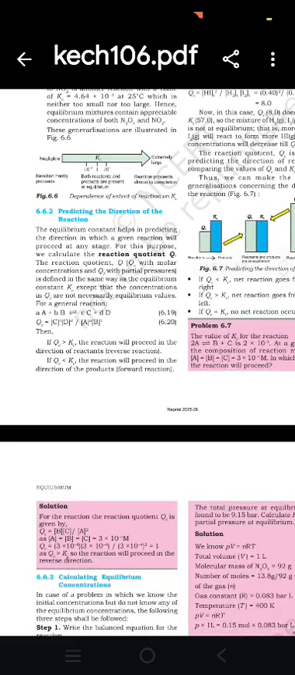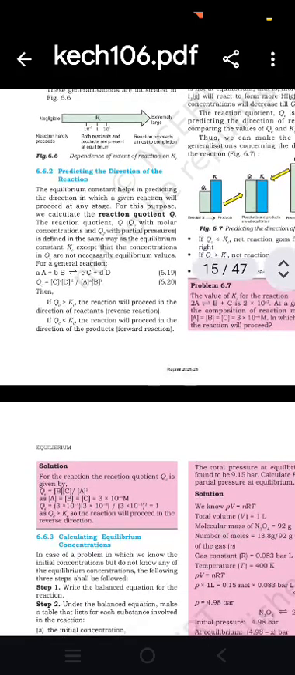Predicting the direction of the reaction. The equilibrium constant helps in predicting the direction in which the reaction will proceed at any stage. For this purpose, we calculate the reaction quotient. The reaction quotient is defined in the same way as the equilibrium constant Kc, except the concentrations in Qc are not necessarily equilibrium values for a general reaction.